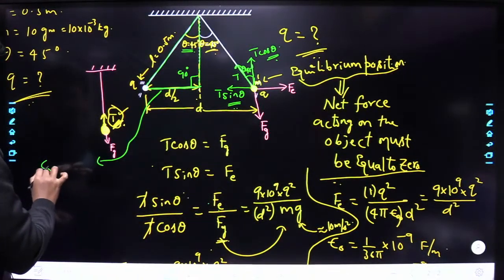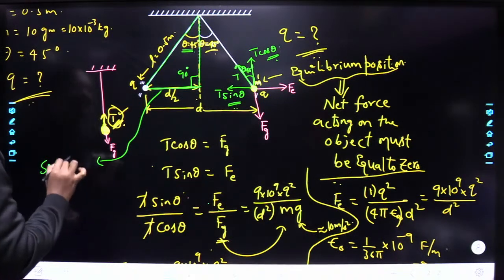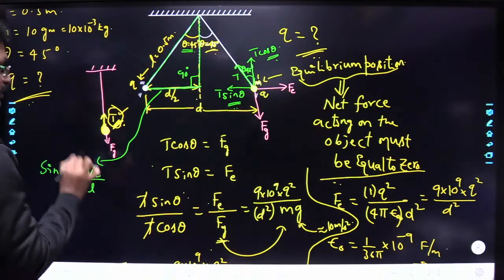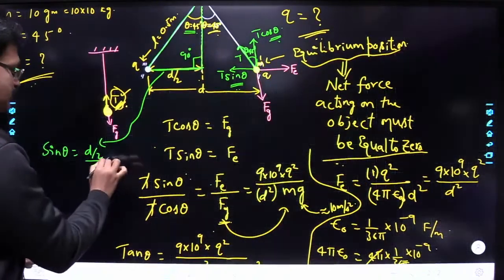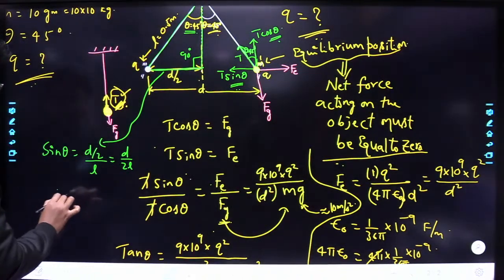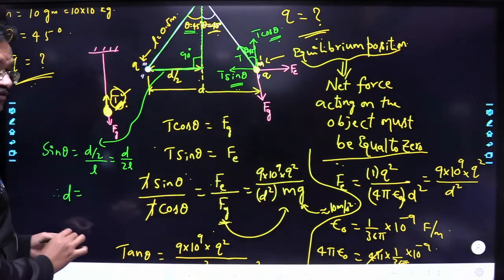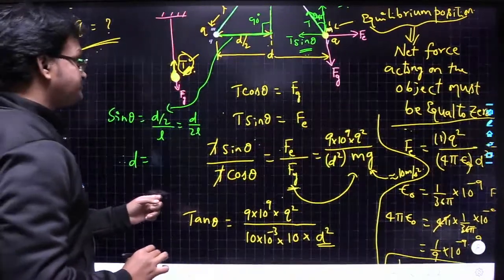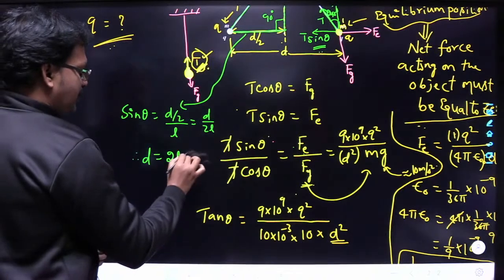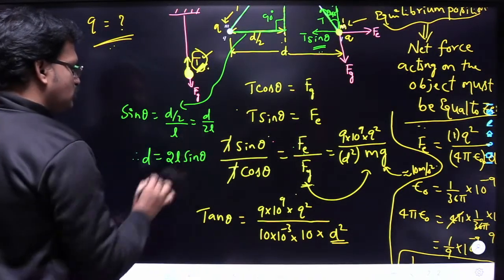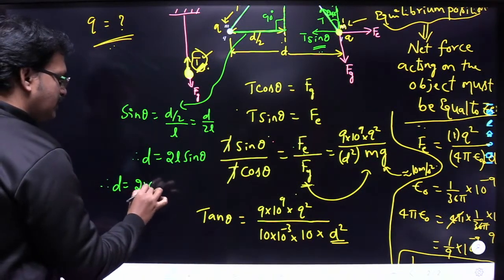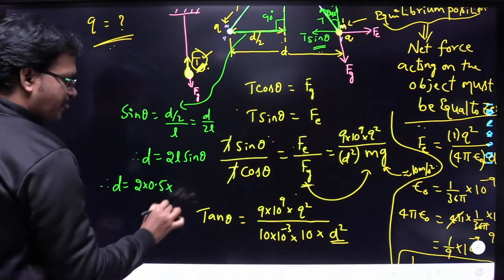sin theta is equal to what here? Sin theta is equal to d by 2 divided by L, so that is d by 2L. Therefore d is equal to how much here? Tell me. Therefore d is equal to 2L sin theta. Therefore d is equal to 2 into L, and L is 0.5 meters.